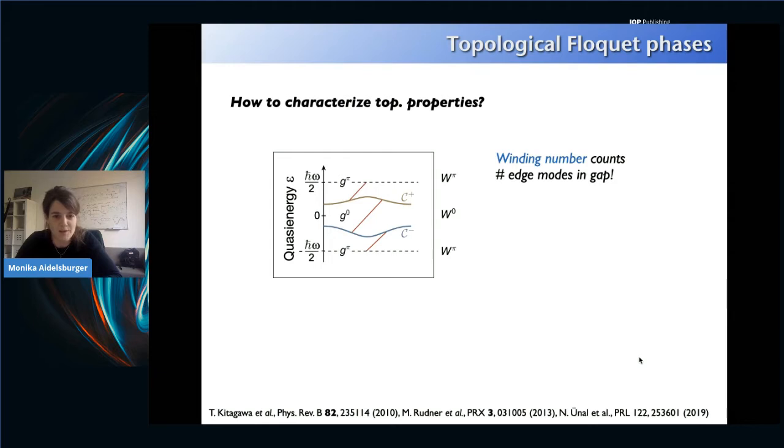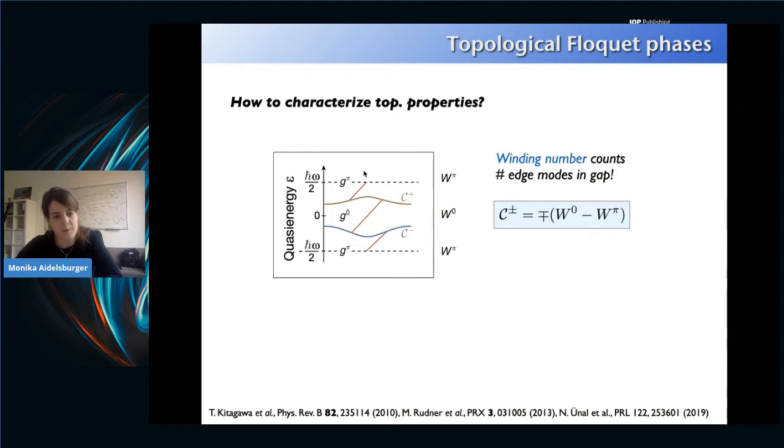But before I introduce the system, let me first tell you what the new topological invariants are that characterize the properties of these periodically driven systems. We know from static systems we can compute these Chern numbers, and they are actually related to the number of edge modes above and below the band. They are given by the difference between the two. But now, since we have seen that the Chern numbers are not enough in order to compute the topological properties, we have to add new ingredients.